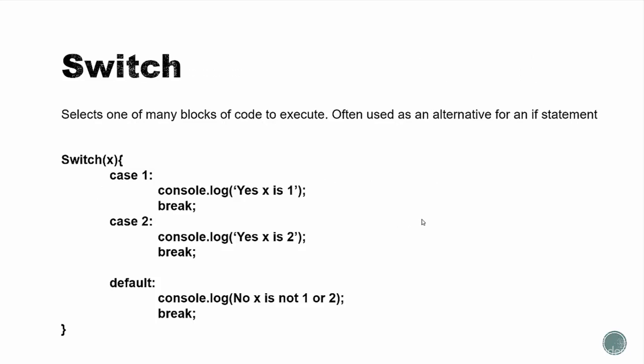A switch can select one of many blocks of code to execute, and this is often used as an alternative for an if statement. In this case, we're testing the value of x, and we apply different cases to it. So if x equals 1, then this will go ahead and run. It's just going to print out yes, x is 1, and then it's important that we break out of that as well. If it's 2, it's going to console log that. And default basically happens if none of the above cases are true. So in this case, we're going to log no, x is not 1 or 2.